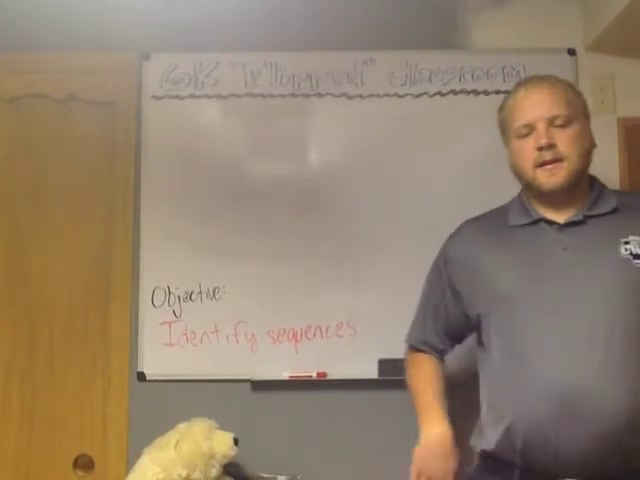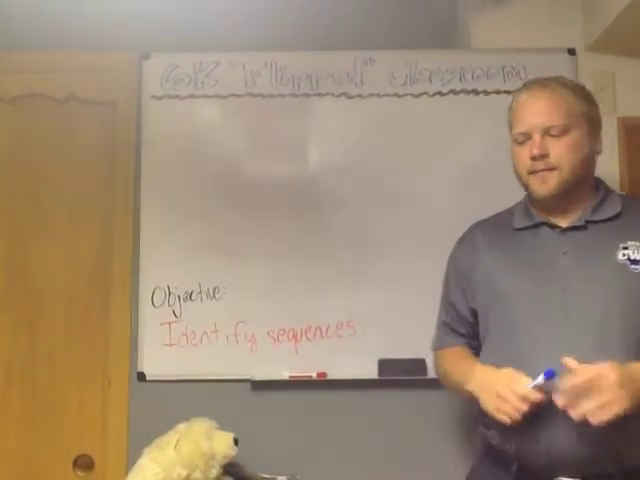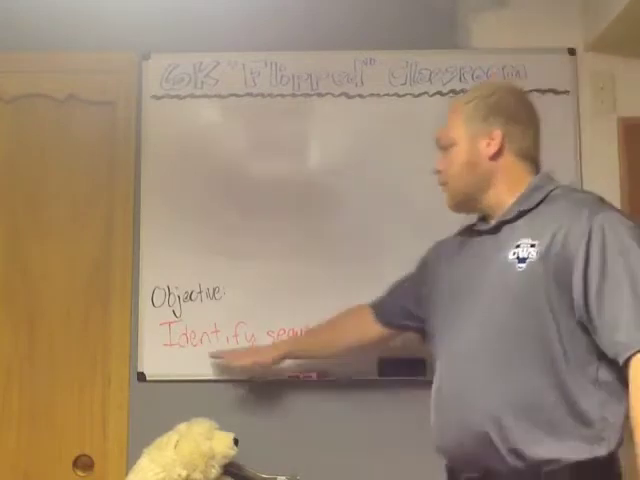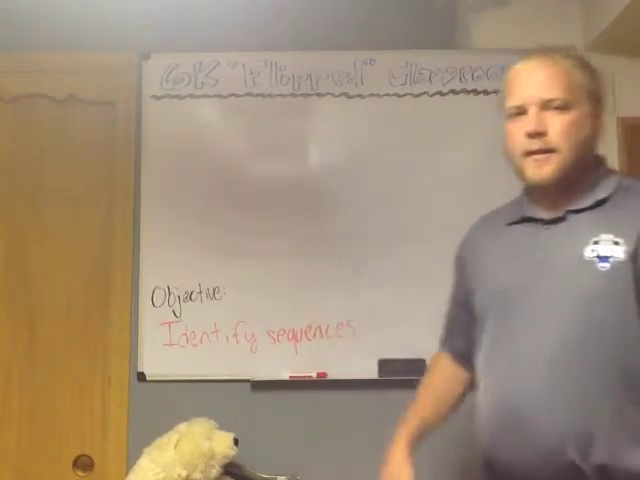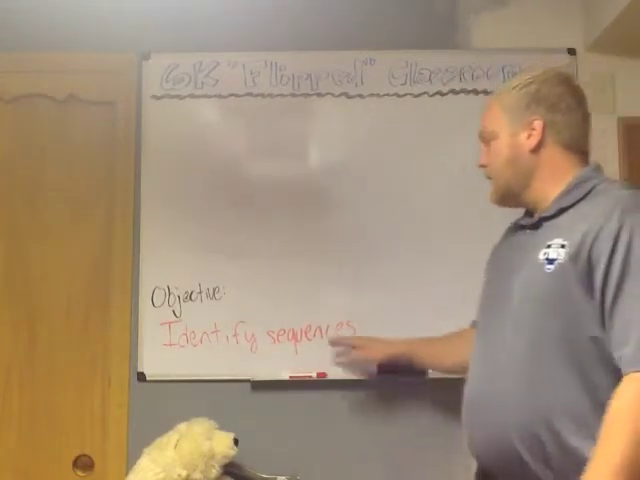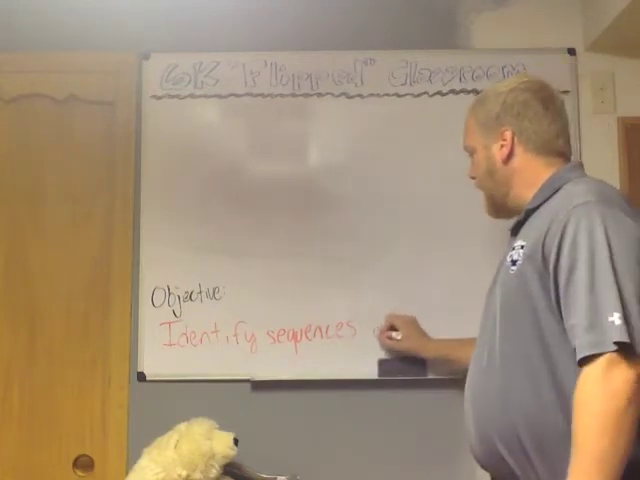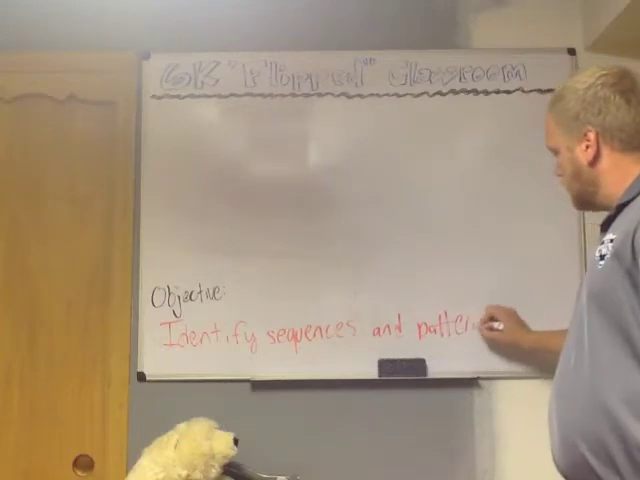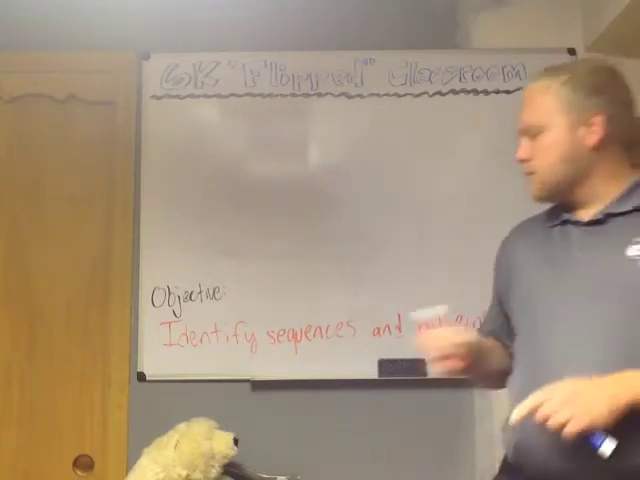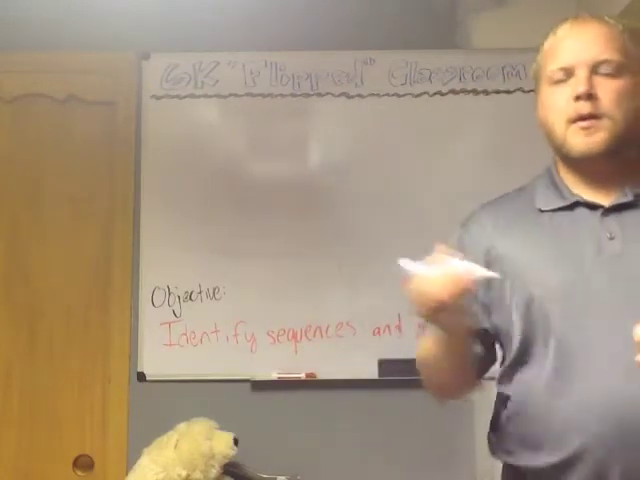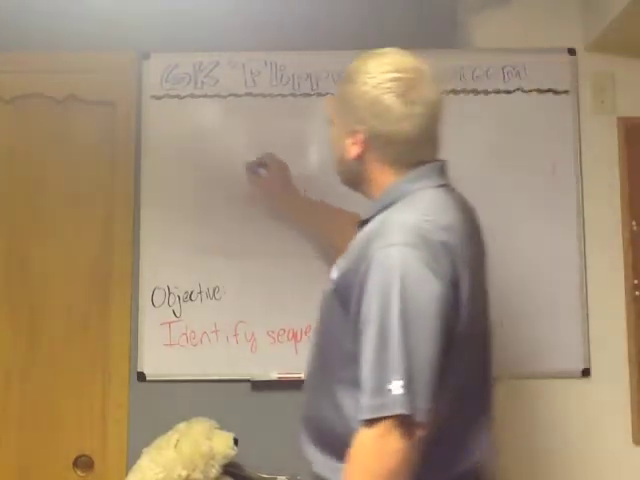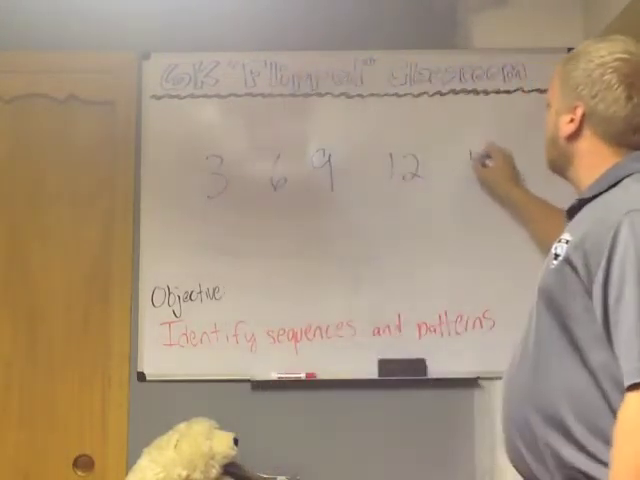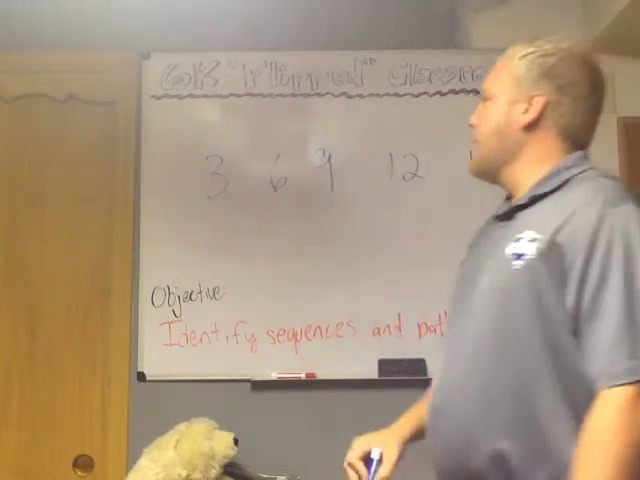Okay, this is Chapter 1, Lesson 7. It's about identifying sequences. By the end of this lesson, you're going to be able to look at a set of numbers and identify sequences in a pattern within it. So what we're going to do is look at number lists like 3, 6, 9, 12, 15. We're going to identify a pattern.